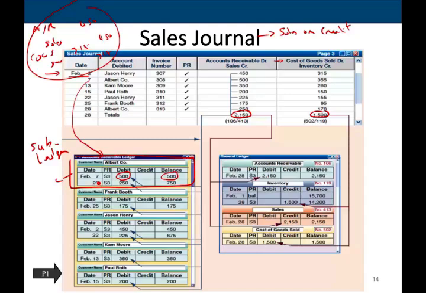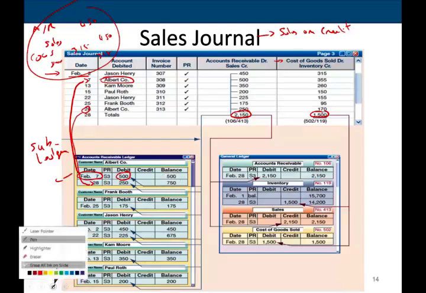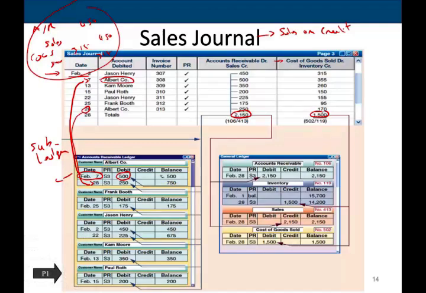Then on February the 28th, which is another date, this was the February the 7th transaction for Albert Company. On February the 28th, we made another sale. Therefore, we updated the subledger. Now Albert Company in total owes us $750. This is the subledger. For Frank, we sold on the 25th, and we update their subledger. So each customer will have their own subledger.